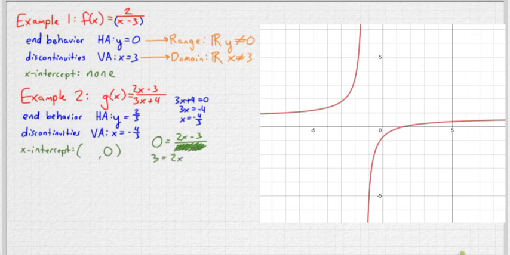So I'll add 3 over to the other side, and then divide by 2, so x equals 3/2, and that's the value for our x-intercept.